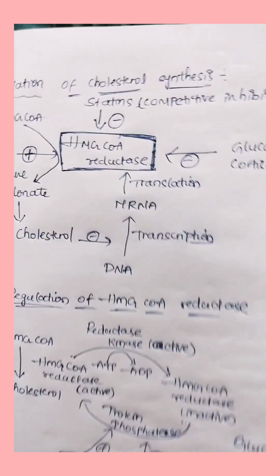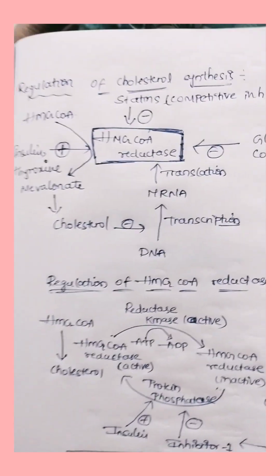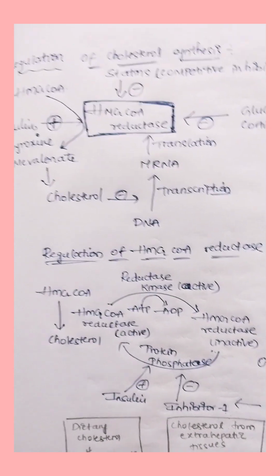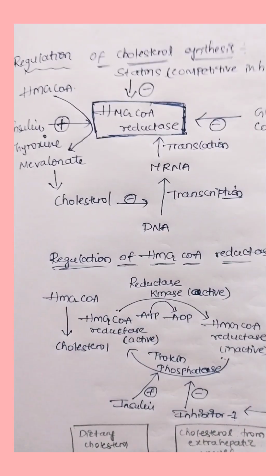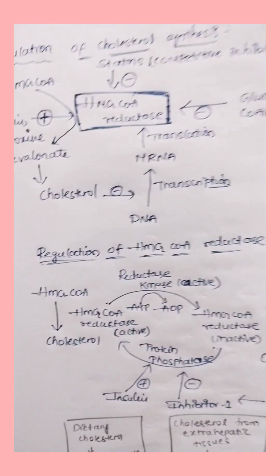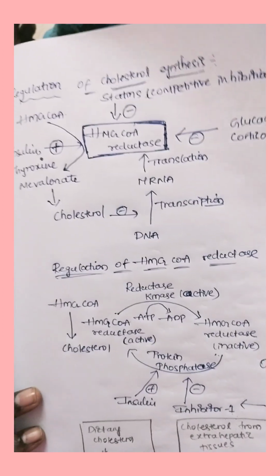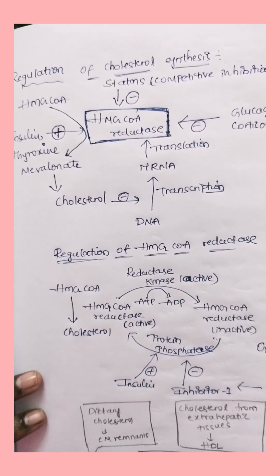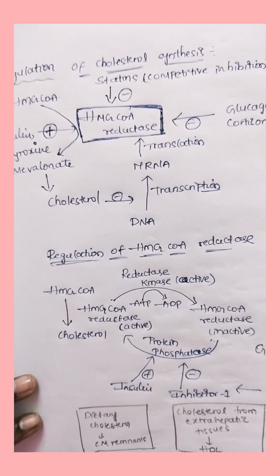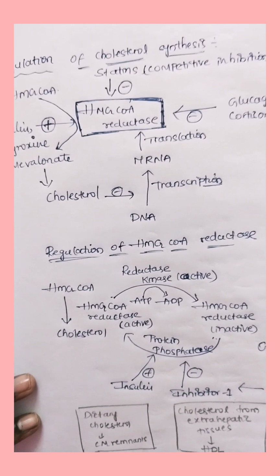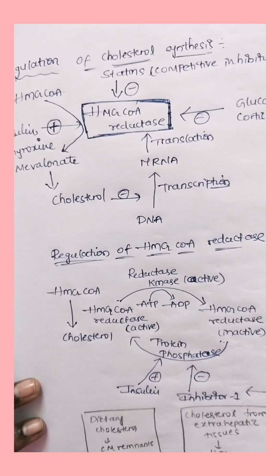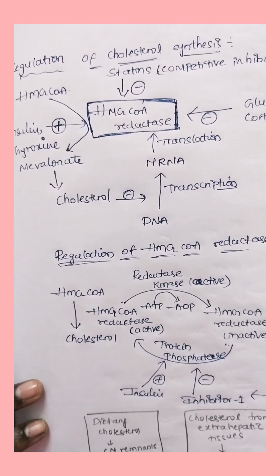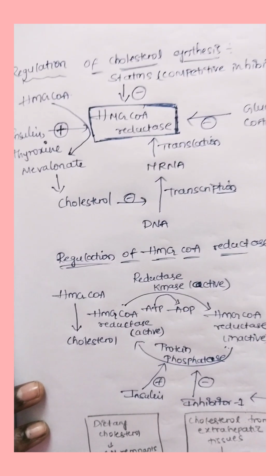So for every cycle, if we describe any metabolism, the regulation is very important. Regulation plays a key role, and whether they ask or not, we have to write about the regulation. Okay, so statins are competitive inhibitors, like lovastatin, rosuvastatin. So many statins are there.